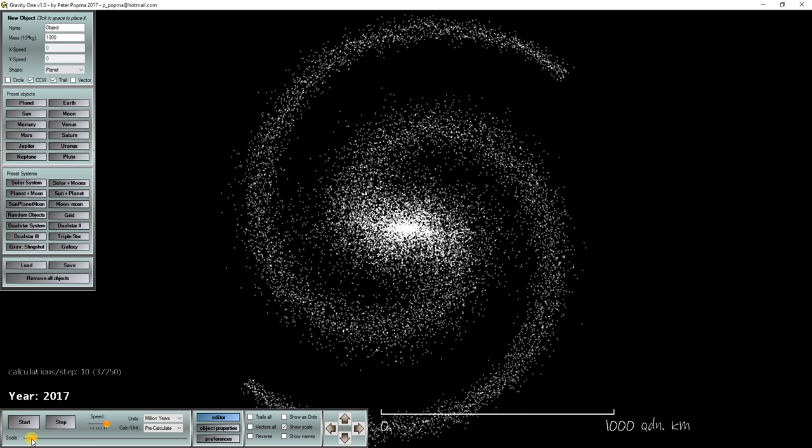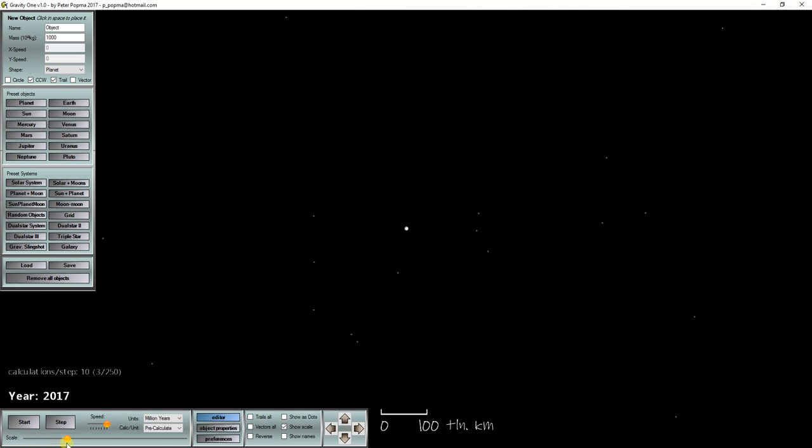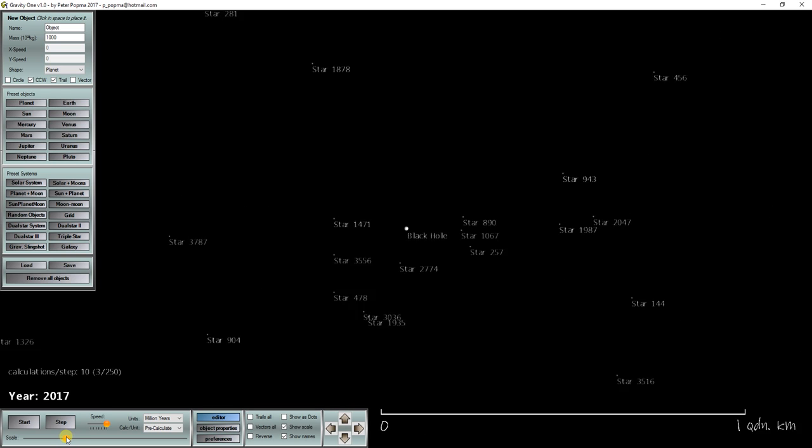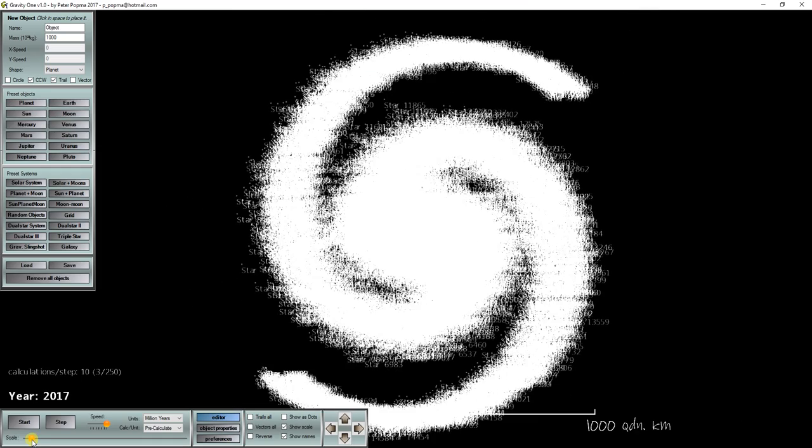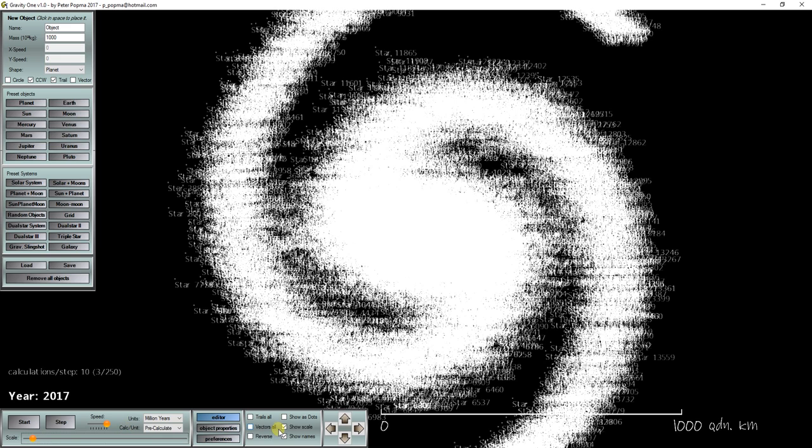Right, let's zoom in and observe. Over here we have our supermassive black hole surrounded by a lot of stars. There are not the 200 billion stars of our Milky Way, but there are enough stars to give you a good idea of how gravity would act upon our Milky Way.